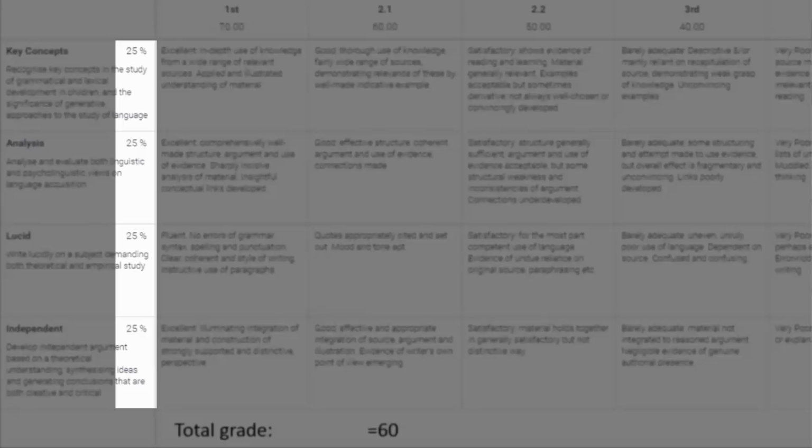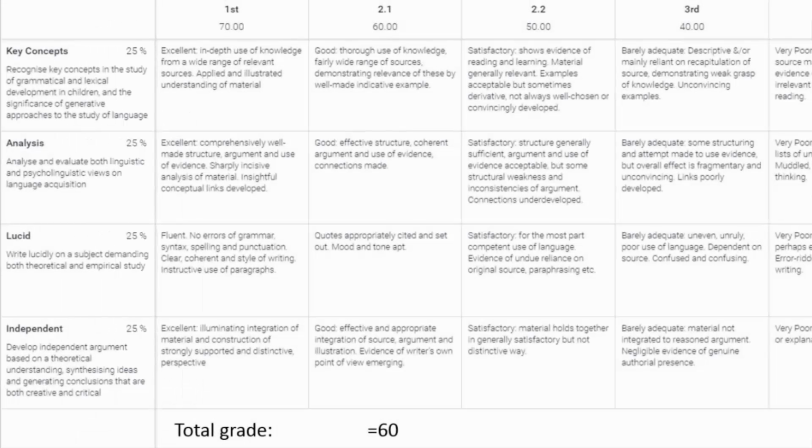As you can see in this example, there are 4 criteria and each of them has been weighted at 25%. This means that each of the criteria are counted as equally important to each other. Of course, this might not always be the case. For example, you might think that the demonstration of independent thought is more important than the grasp of basic concepts.